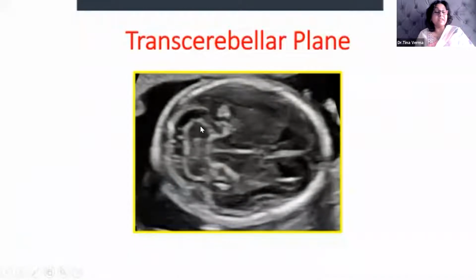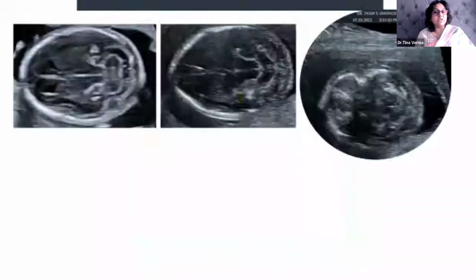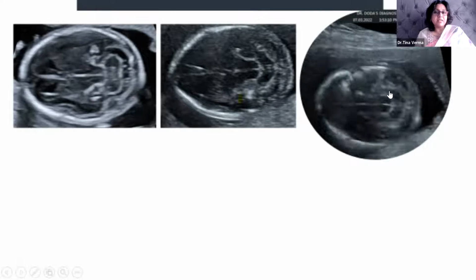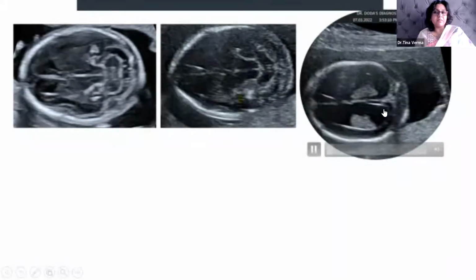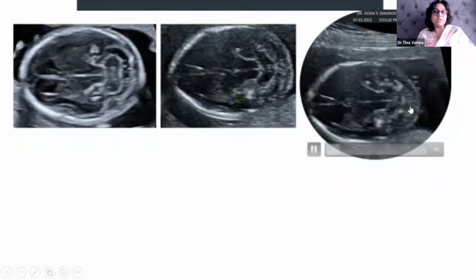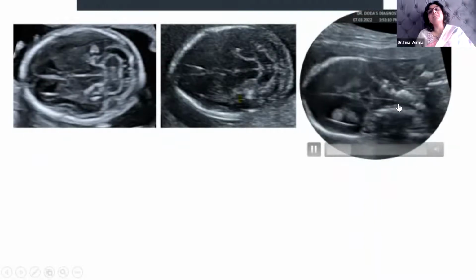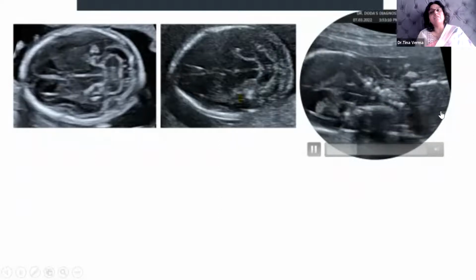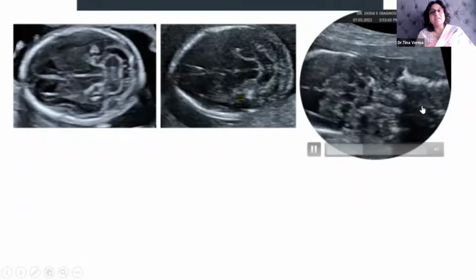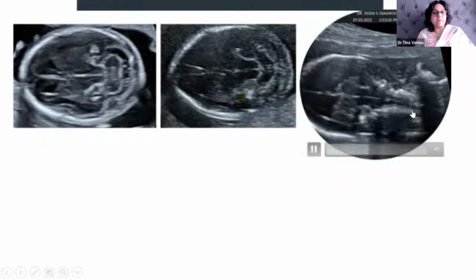Transcerebellar plane, the only plane which shows the infratentorial portion. What do we see here? First of all, we have to see the contour and the shape. Let us see the contour and the shape here of the cerebellum. Do we find it normal? No. We find that there is, in this clip, we find that this cerebellum appears to be herniating into the spinal canal. And when does this happen? This happens when there is a leakage of CSF from the spinal canal. It means that there has to be some abnormality in the spine.